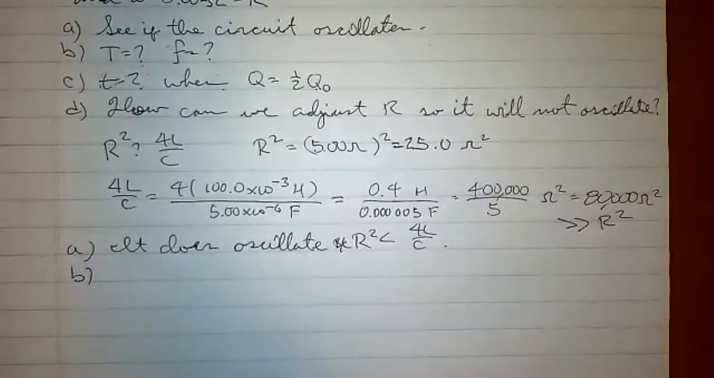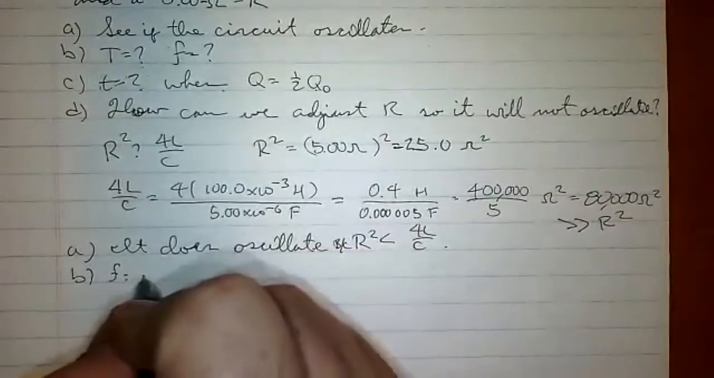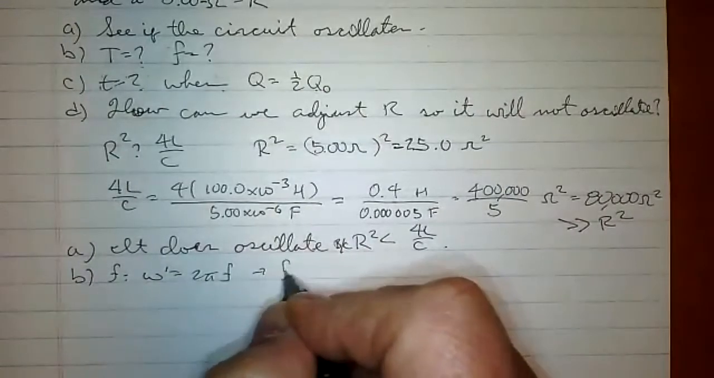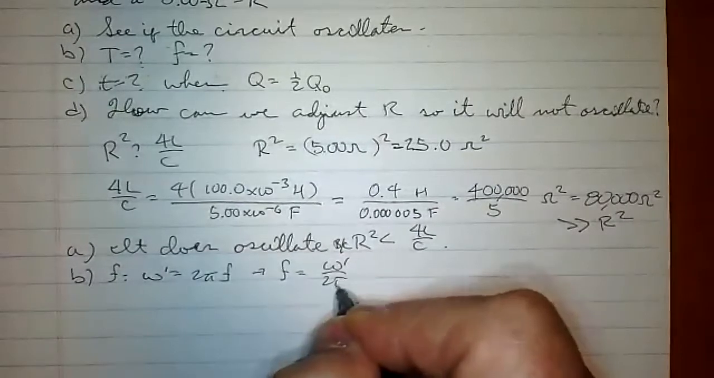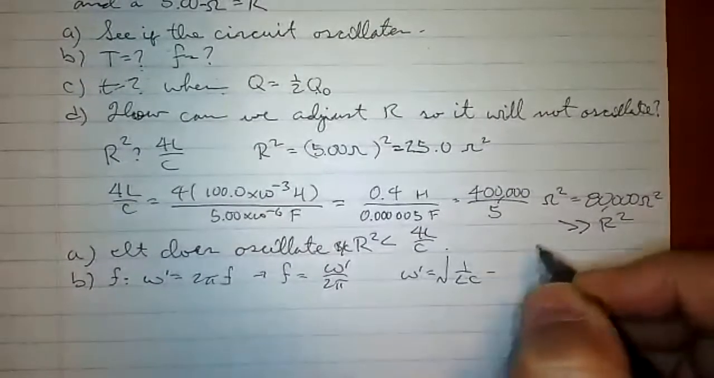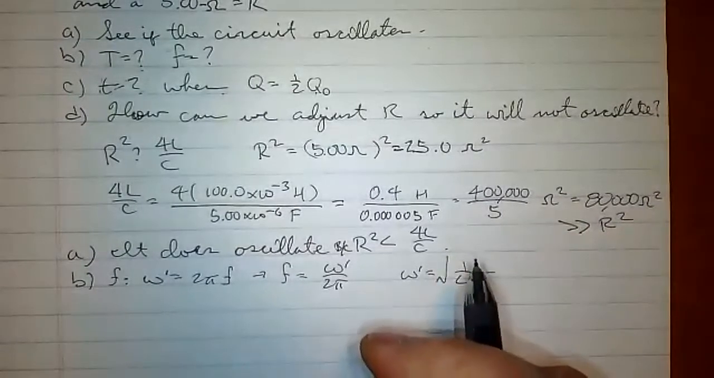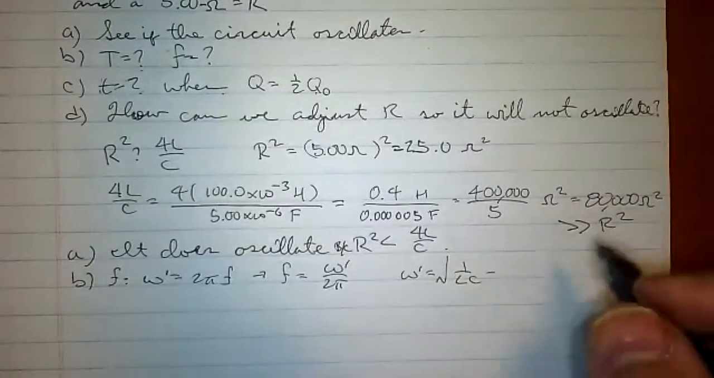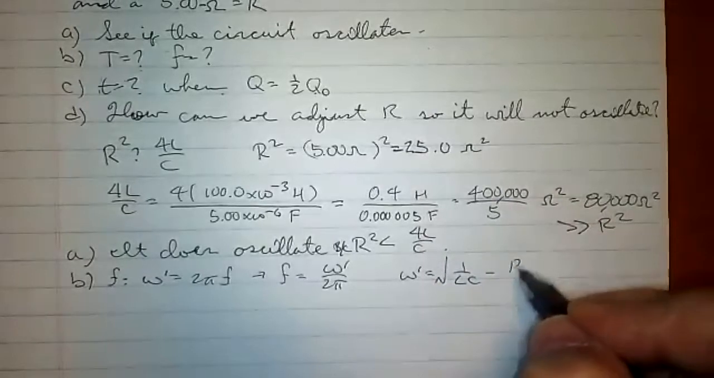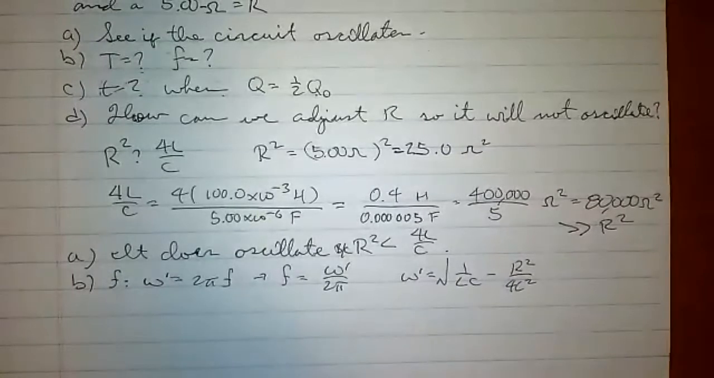Now let's check part B. What is T and F? Well, really F is given by omega prime equals 2 pi F. So F would equal omega prime over 2 pi, and omega prime is equal to the square root of 1 over LC minus, of course, what we found just now was the formula, 1 over LC minus R squared over 4L squared. I want to make sure that's right. Hold on. Yeah, that was right. Okay.